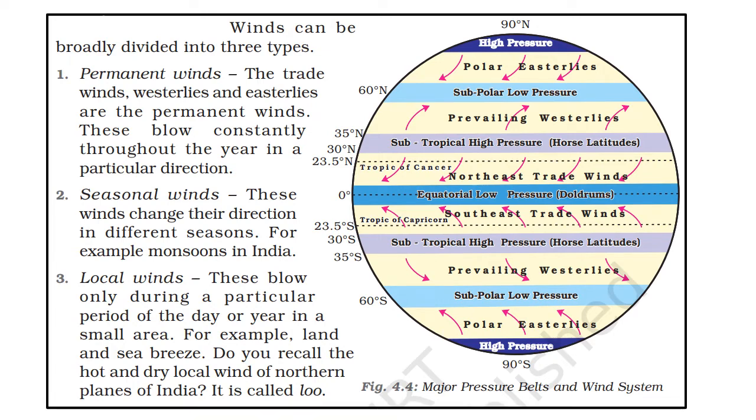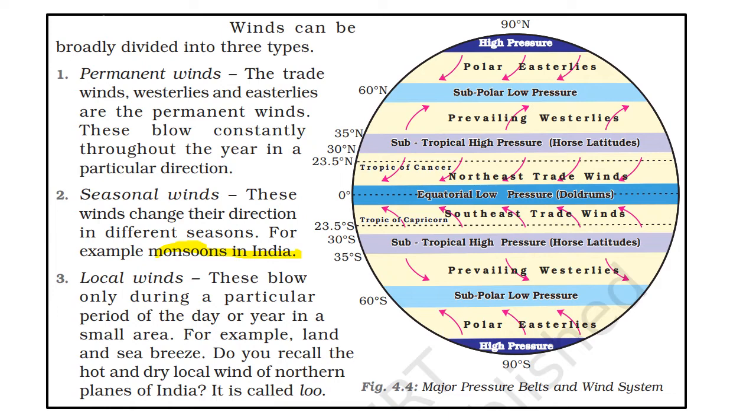While there are some winds which blow according to seasons, meaning with change in seasons their direction changes. A very good example is the monsoon winds of India. Monsoon wind is an example of seasonal winds. During the summer season it blows from water to land, that is why we experience rainfall. While in winter these winds blow from land to water. So that is why during winter we don't receive as much rain as we receive during summer.